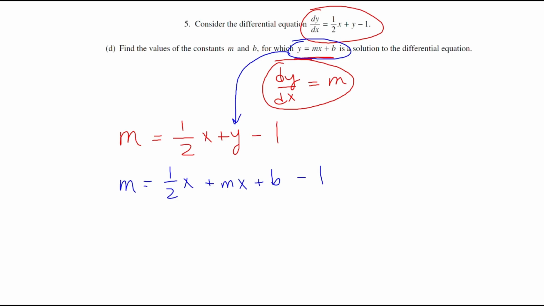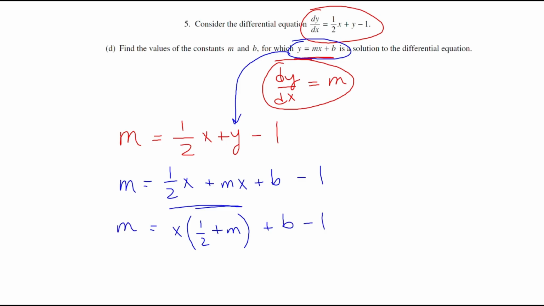And what we can now do is just sort of do an equivalence here, that the things on both sides have to equal each other. That means that the number of x's that I have on the right-hand side has to equal the number of x's that I have on the left, as well as the constants on the right have to equal the constants on the left. So the number of x's that I have on the right-hand side, if I factor an x out of those two terms, is 1/2 plus m. And then we still have a constant of b minus 1 over here.